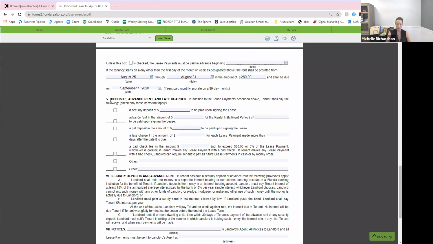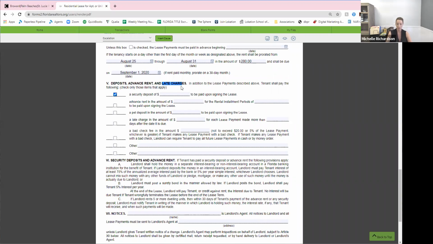Now, the section 5 here, deposits, advance rent, and late charges. In addition to the lease payments described above, the $1,200 or advanced rents, tenants shall pay the following. So if there's a security deposit of $1,200, you would put $1,200. If there was the advanced amount that they're going to be paying, an additional $280, they'll pay $280. If there's a pet deposit, $500 or whatever the number is there.